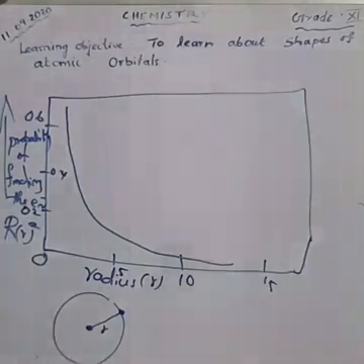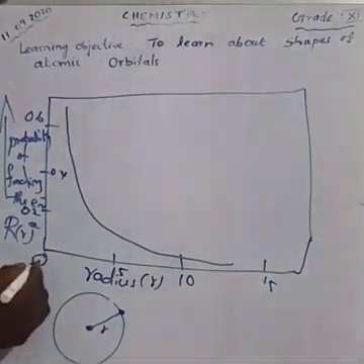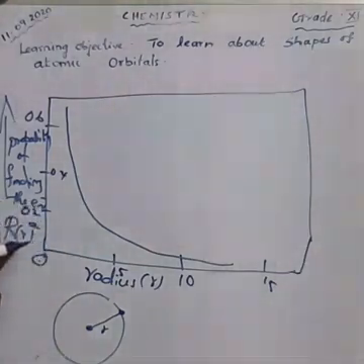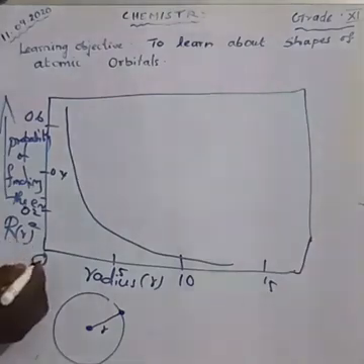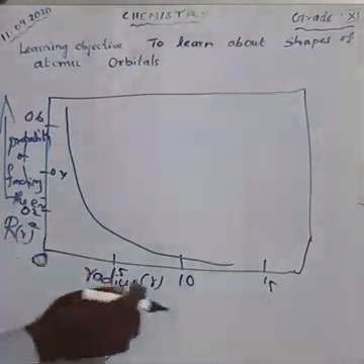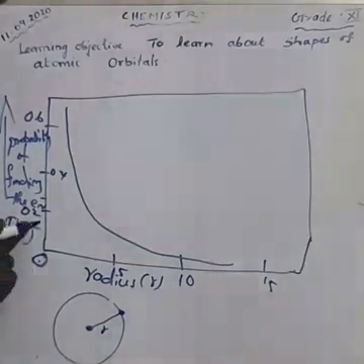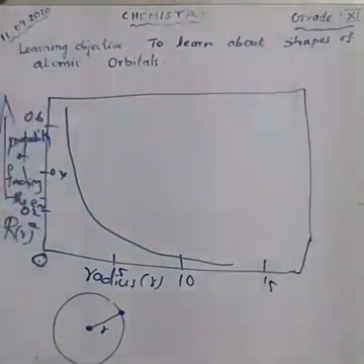Here, when r is equal to 0, the quantity r square is maximum. The radius r is equal to 0, and r square is maximum. This is about the graph.